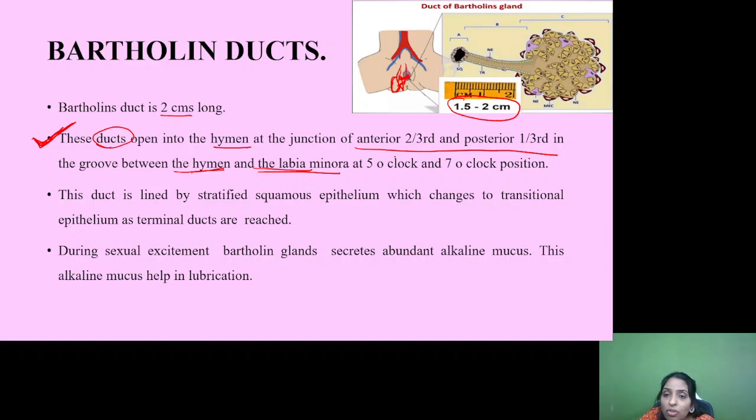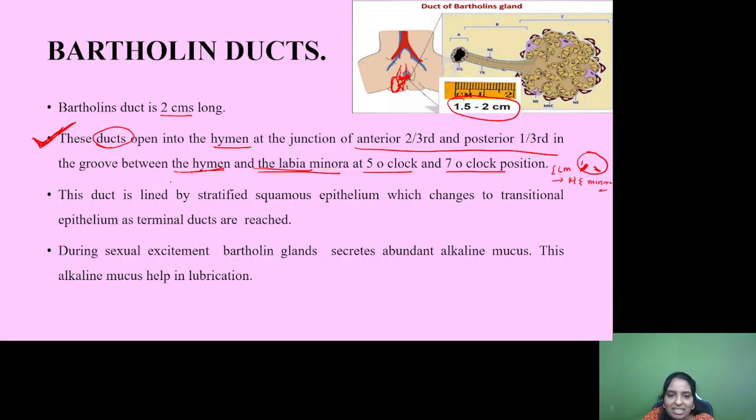At what positions? That is at 5 o'clock and 7 o'clock positions. Some say 4 o'clock and 8 o'clock positions also. If this is a watch, where will be the 5? Here. Where will be the 7? Here. With this you can understand it. So it is situated posterior to labia majora, and the duct opens in the groove between the hymen and the labia minora at 5 o'clock and 7 o'clock positions. And at the hymen it is situated at anterior 2/3 and posterior 1/3.